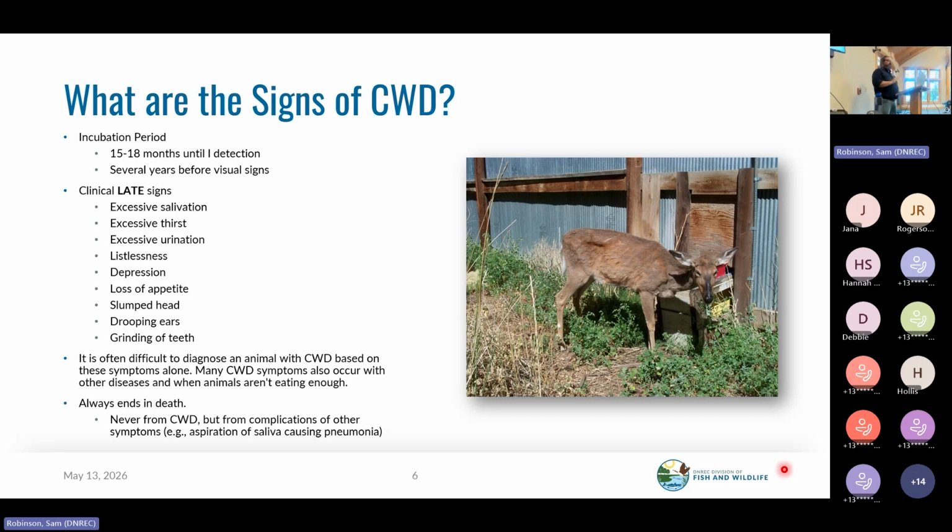This disease always ends in death. There is no recovery. Once they have it, they're going to die. There's no question about that. Now, typically, the death is not always caused by CWD itself. It's usually from secondary causes, such as the excessive salivation. Sometimes they aspirate that, or they breathe it into their lungs, get pneumonia, and die from pneumonia.